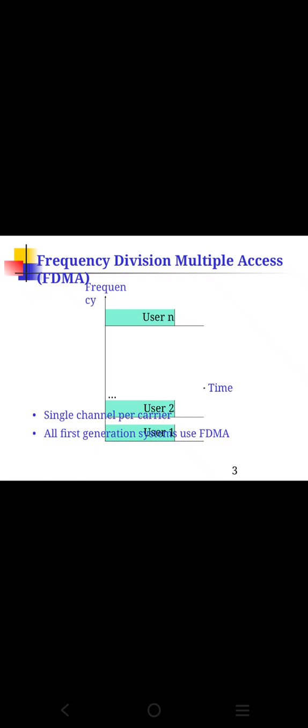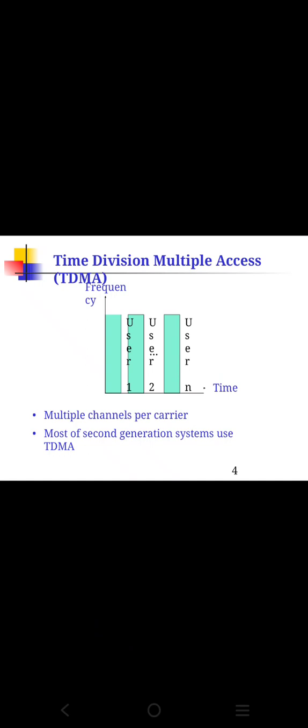Here we do tight filtering to reduce adjacent channel interference. The base station and the mobile station transmit and receive simultaneously and continuously in frequency division multiple access. Next, we go to time division multiple access.